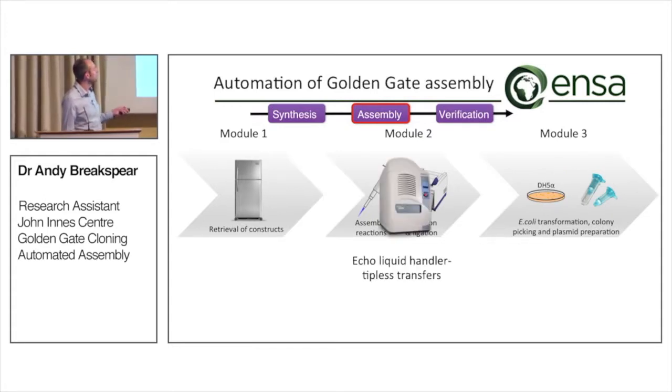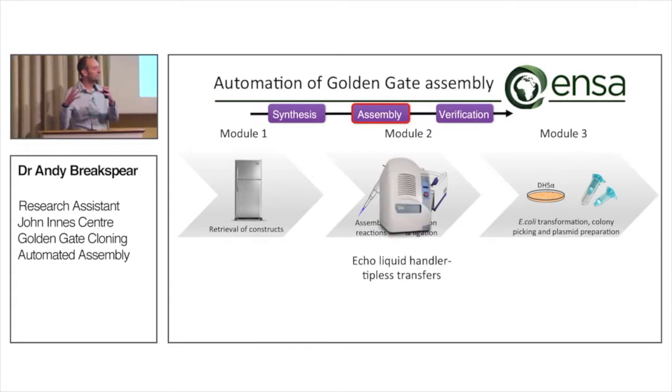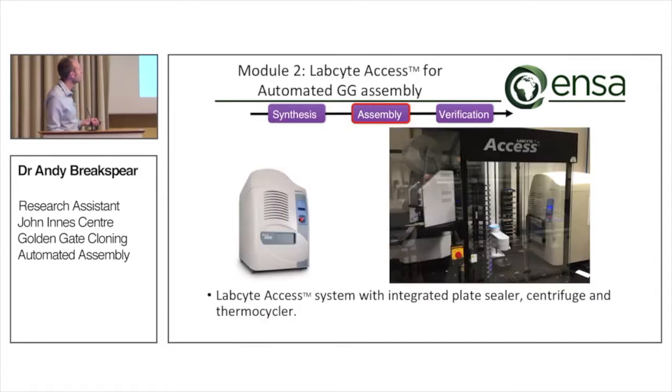And it was really centered around that ability to take those catalog library parts and mix them in a bespoke manner into a destination plate. And so the Echo liquid handler is really the center of our pipeline. So we went for the Access system, and we have integrated a plate sealer and a centrifuge and a thermocycler, and so we can essentially feed the Echo our catalog of parts, and then have out our ligated products.